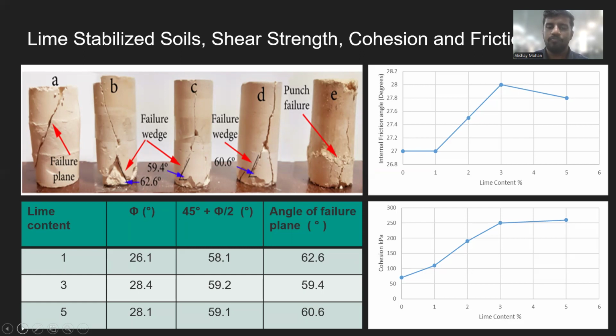The tangent of this Mohr circle gives us 45 plus phi by 2. The sample clay soil in the first figure, as observed after the triaxial test, gives us the actual observed angle of the failure plane. This value is then compared with the theoretical value and is validated as per Mohr-Coulomb theory criteria. Moving on to the next slide.